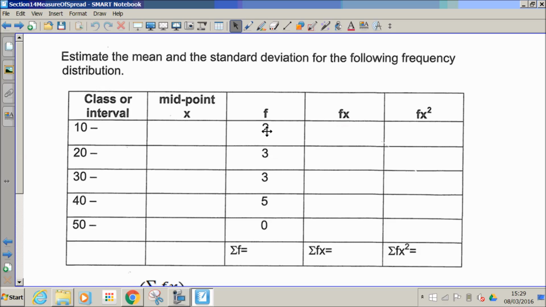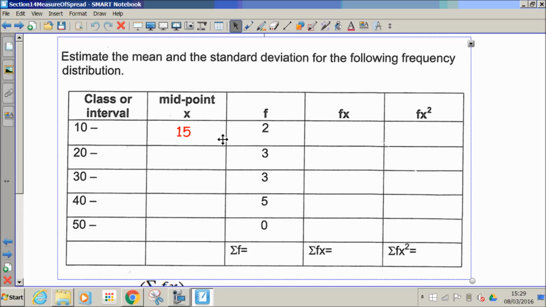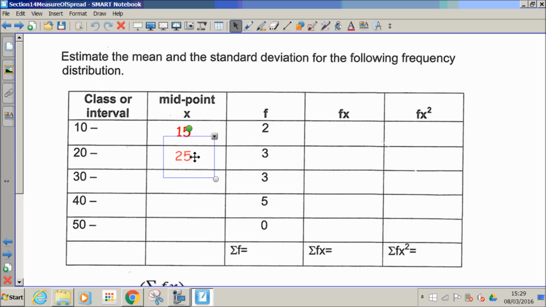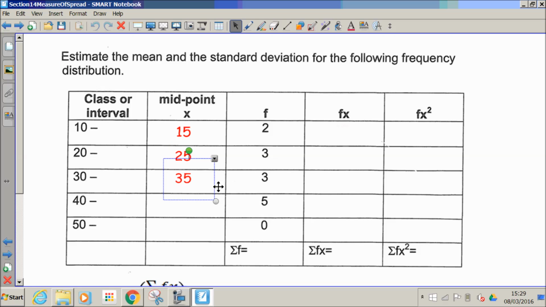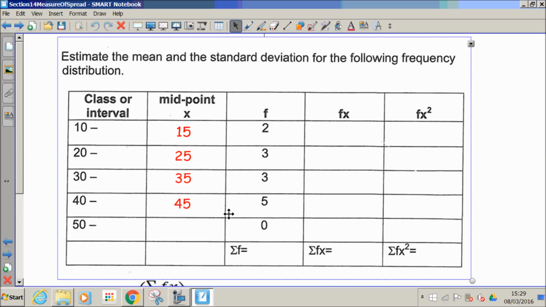In this case, we don't know what the value of x actually is, so we estimate that these 2 values of x are at the midpoint of the interval, that is at 15. That these 3 values of x are at the midpoint of this interval, 25, and these 3 values of x are at the midpoint of this interval, and so on. There are no values of x in this 50 or more, so we can finish. To calculate f times x, we now multiply the frequency by the midpoint.